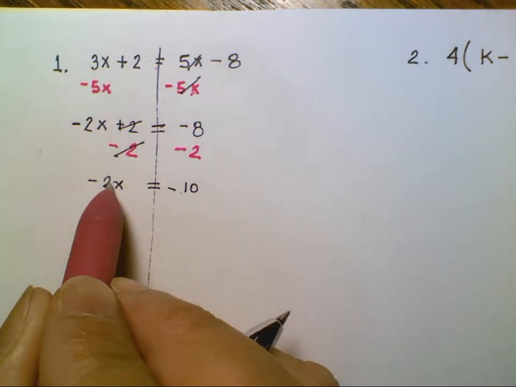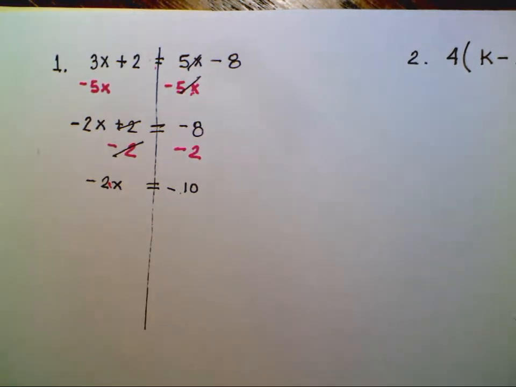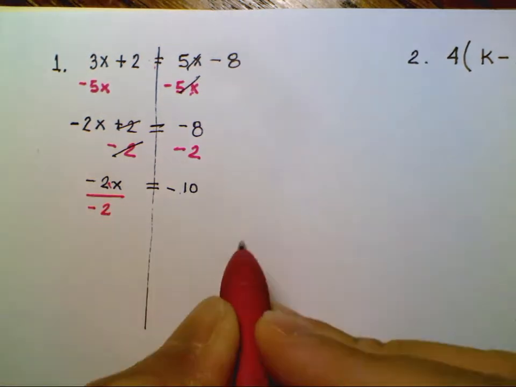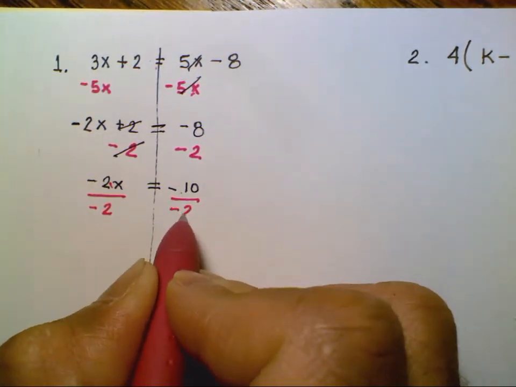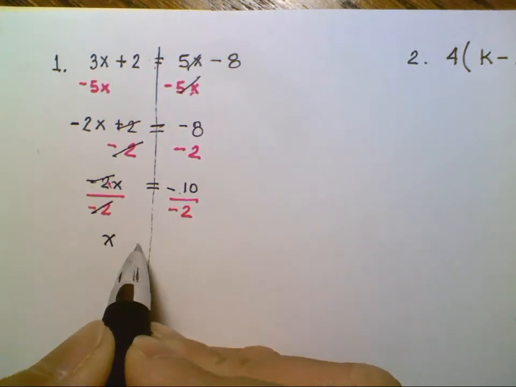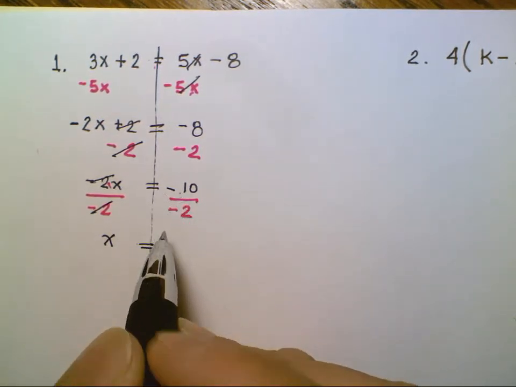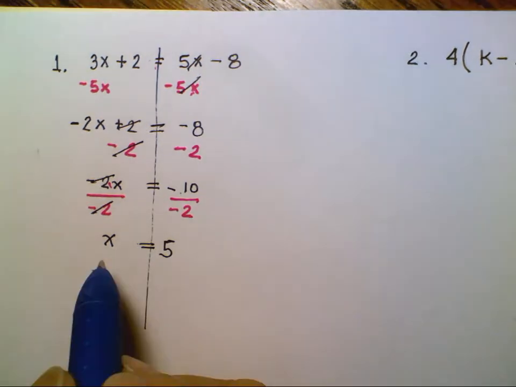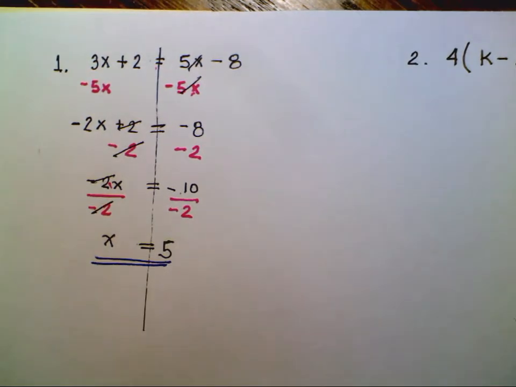I have 2 multiplying my variable. So the opposite operation of multiplication is division. So we're going to divide both sides by negative 2. Divide by negative 2. So what we're going to have, x is equal to negative 10 divided by negative 2, which is equal to positive 5. So that's the first example that we have, x equals 5.